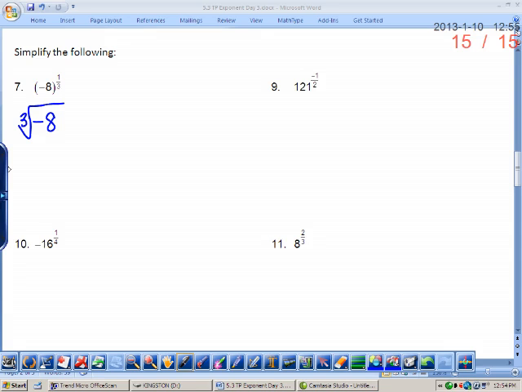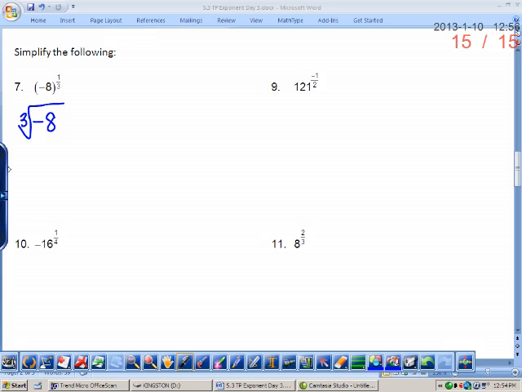Could we take the square root of negative 8 and get a real number answer? No, we can't. You can only take odd roots of negative numbers. That might be something you want to jot down. You're only allowed to take odd roots of negative numbers. You're never allowed to take an even root of a negative number. It'll be a non-real answer.